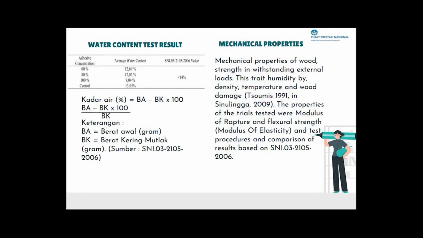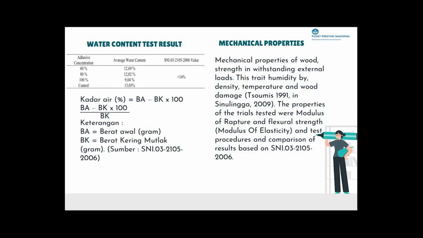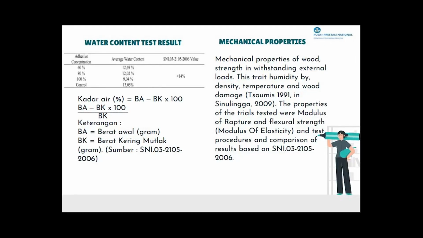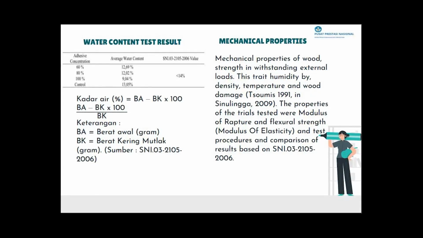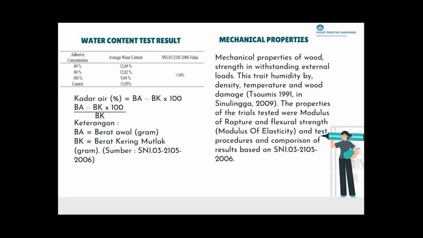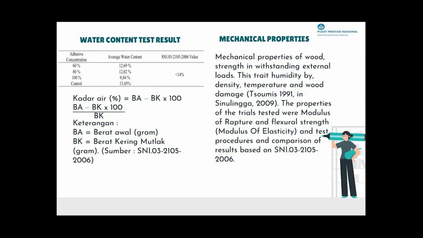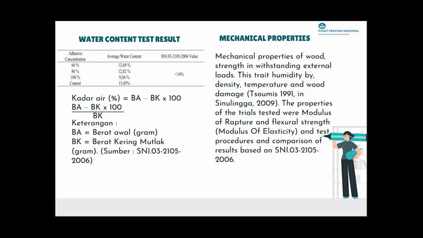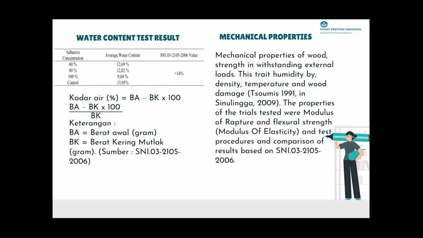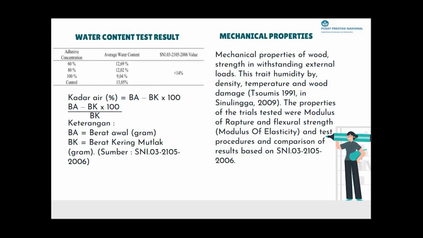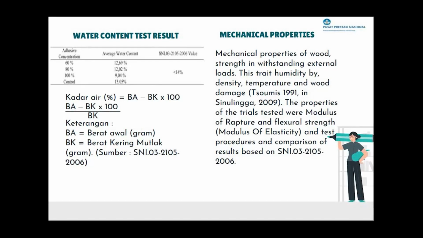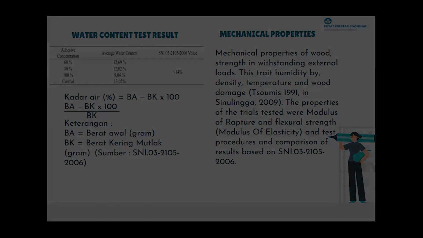Next, there are the water content test results. As can be seen, there is data in the table. This data is also the average of the measurement results that we measured using a caliper tool. And also on the screen, there is a formula that we use to find the value of the water content. After that, you can see in the table on the screen the highest average value of water content, and the lowest one was at 100% adhesive concentration. And for all adhesive concentrations used, the test results meet the Indonesian national standard.